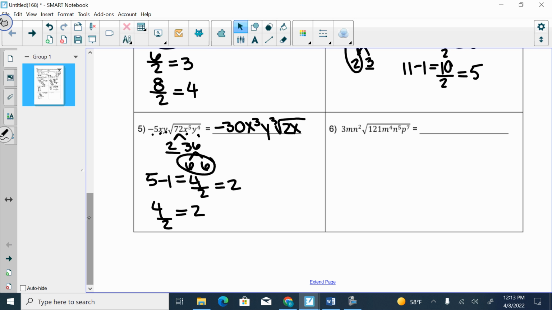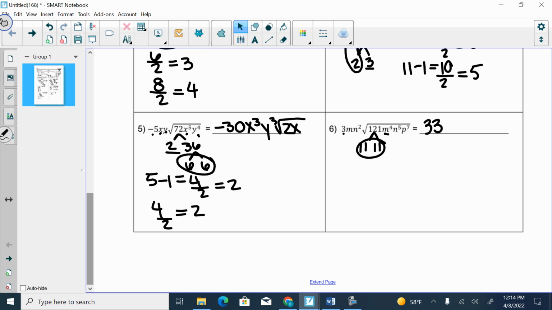So we've got 121. Well, what's the square root of 121? 11, right? 11 times 11 gives me 121. So I get to take out 11. There also was already a 3 out there. What's that going to give us? Very good. Okay, so we got 33 on the outside.